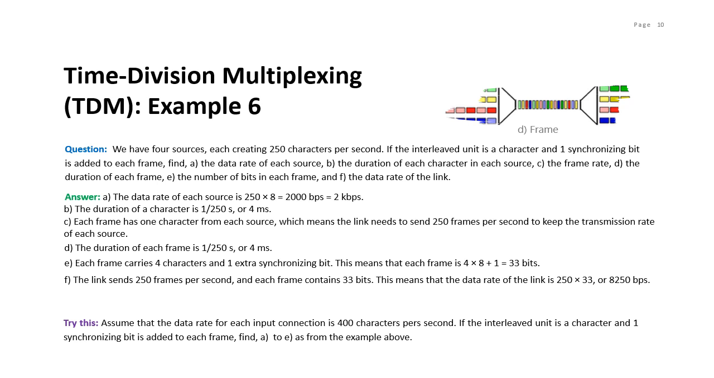Assume that the data rate for each input connection is 400 characters per second. If the interleaved unit is a character and 1 synchronizing bit is added to each frame, find A to E as from the example above in the new scenario.